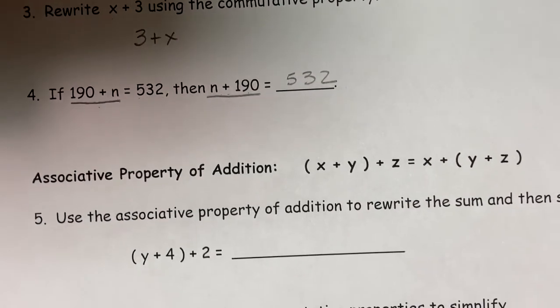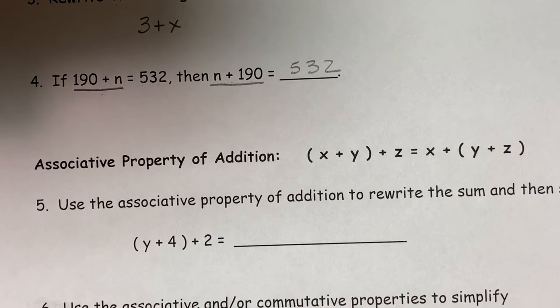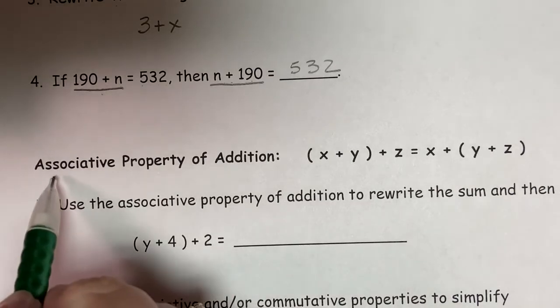The second property we're going to talk about is the associative property of addition. And if you go back to your English background, hopefully you remember that the root word of associative is associate.